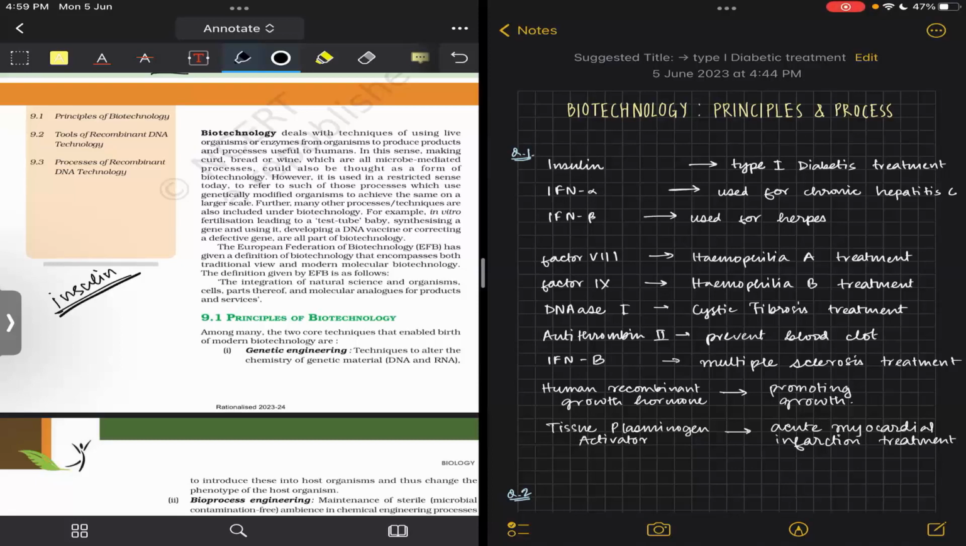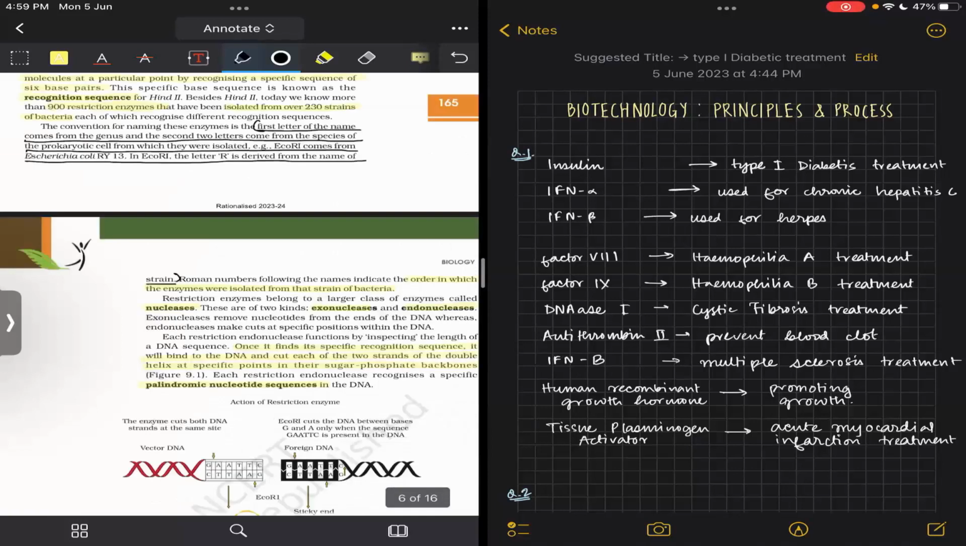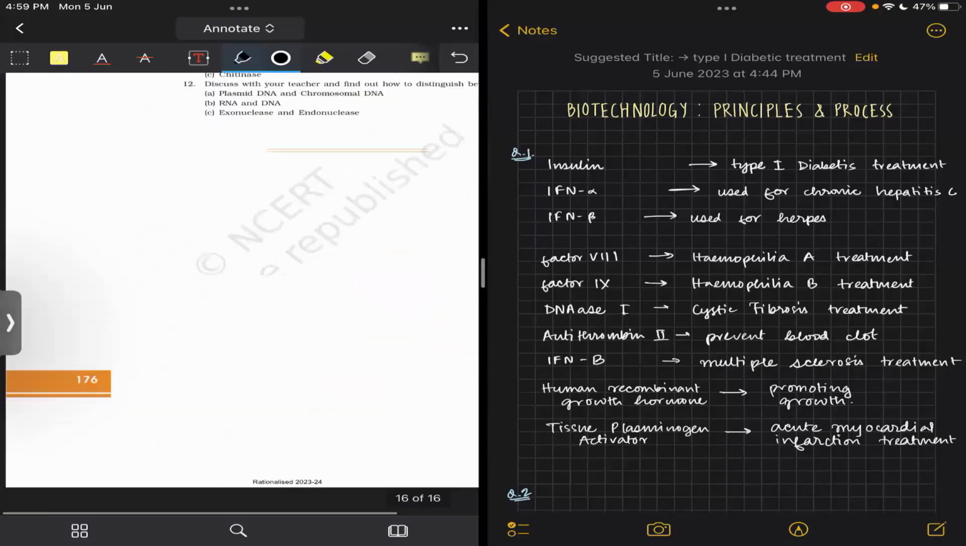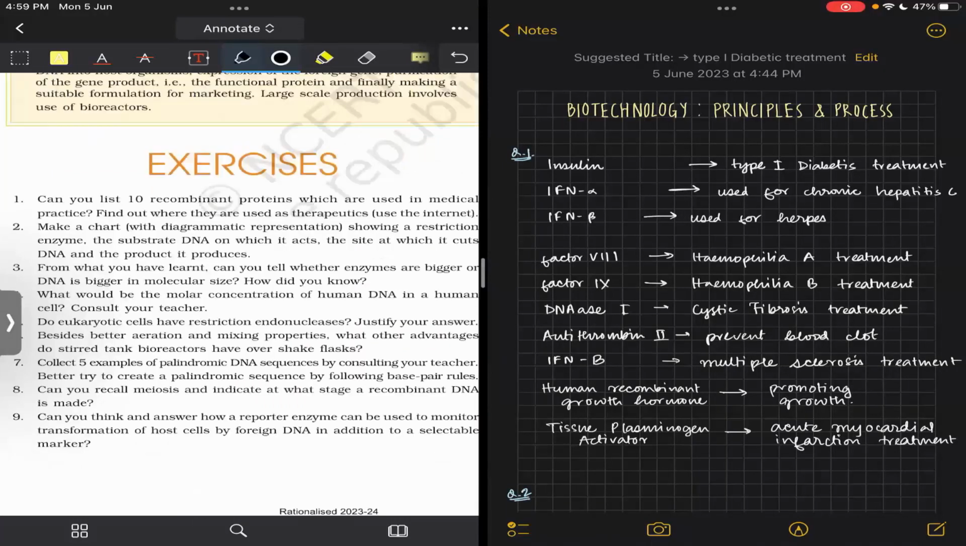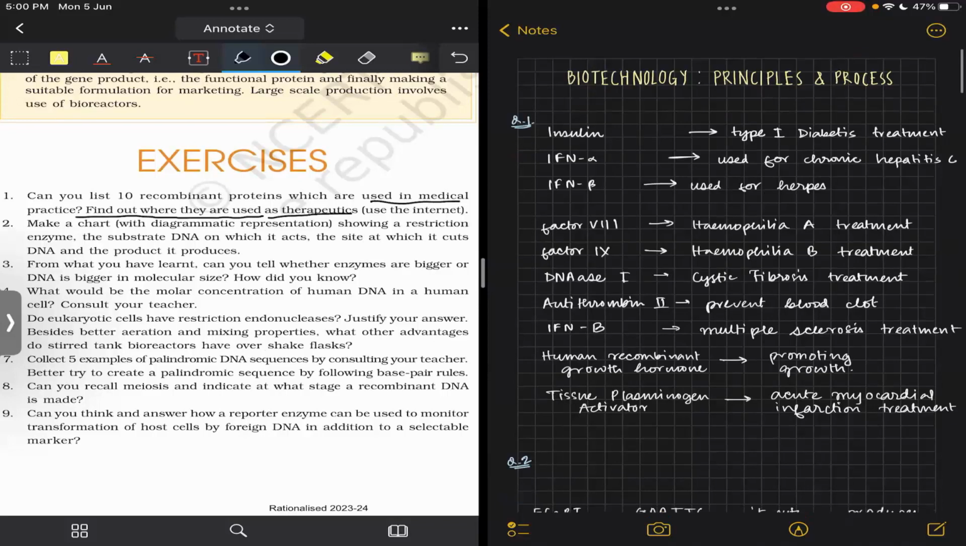So this chapter basically deals with all the principles that are used in it. For example, PCR and restriction enzymes, and all those terms you'll learn in this chapter once you read it. So let's start with the exercise. The first question was, can you list 10 recombinant proteins which are used in medical practice? Find out where they are used as therapeutics. I've made a list of about 10 recombinant proteins.